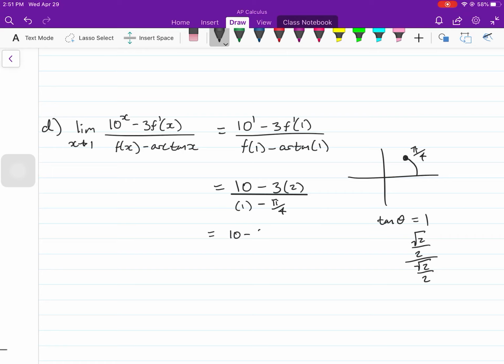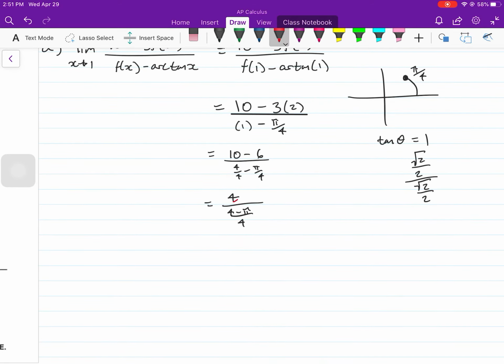And now it's just up to simplifying. So we have 10 minus 6 over, let's just get a common denominator, 4 over 4 minus pi over 4. And that's going to be 4 over 4 minus pi over 4. And remember, this is 4 over 1. So we'll have 4 over 1 times 4 over 4 minus pi. And our final answer will be 16 over 4 minus pi.